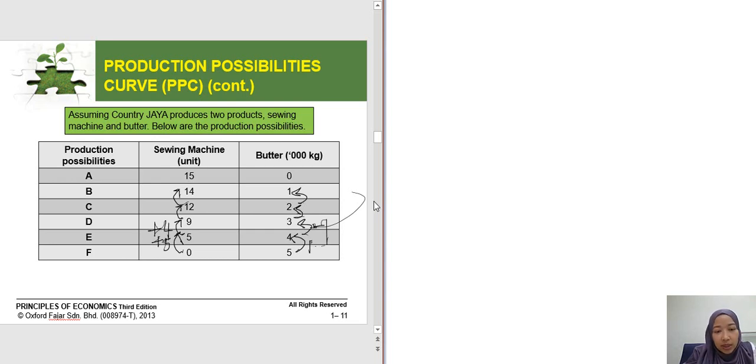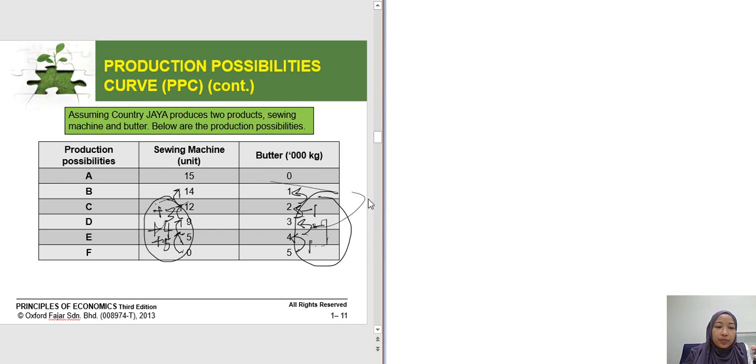1000 kg of butter. Sorry for the mess here because I'm using a pen tablet, so it's not really working well. But hopefully you can understand. And here from 9 to 12 units of sewing machine, you add another 3 units of sewing machine, so you reduce another 1000 kg of butter. So that is opportunity cost here, the number of butter that you have to reduce in order for you to produce more units of sewing machine.